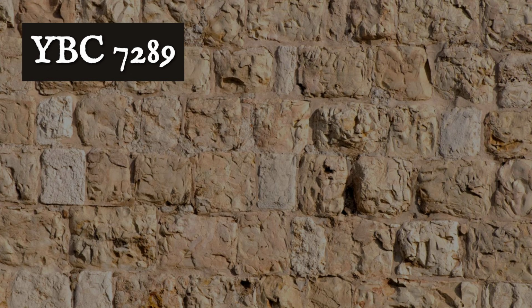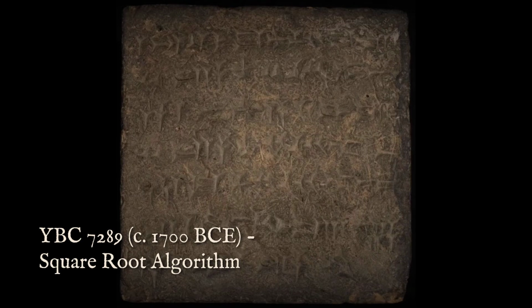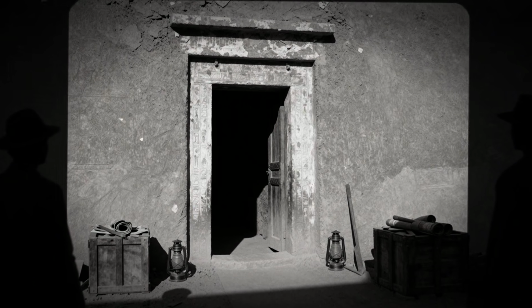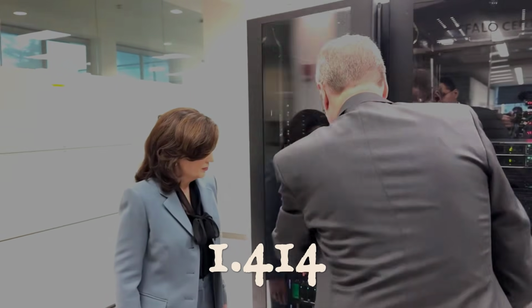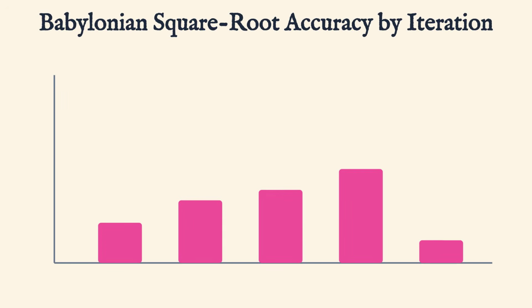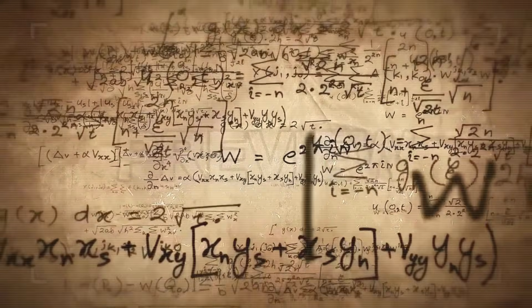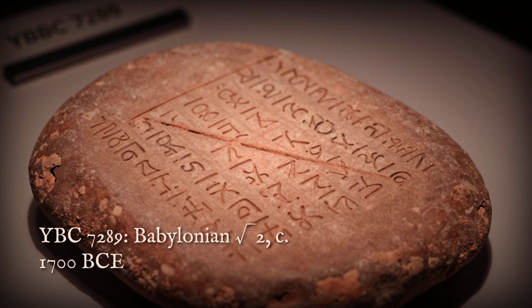2 divided by 1.4166 is 1.4117. The average of 1.4166 and 1.4117 is 1.414256. That is the third iteration, and it is already accurate to 5 decimal places. By the fourth iteration, you have 10 correct digits. The algorithm converges so fast that a Babylonian scribe, starting from a rough guess of 1.5, could reach the value on YBC 7289 in 2 steps.